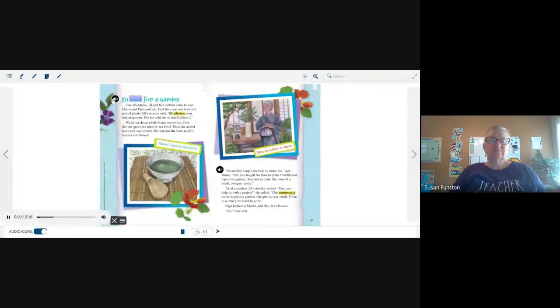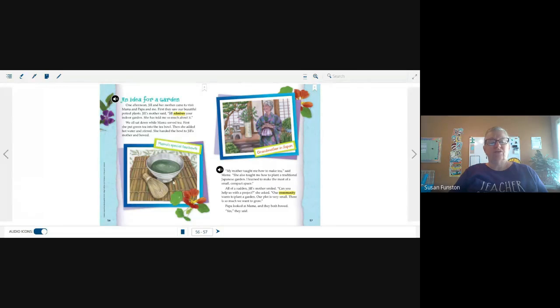An idea for a garden. One afternoon, Jill and her mother came to visit Mama and Papa and me. First, they saw our beautiful potted plants. Jill's mother said, "Jill admires your indoor garden. She has told me so much about it." We all sat down while Mama served tea. First, she put green tea into the tea bowl. Then she added hot water and stirred. She handed the bowl to Jill's mother and bowed. Mama's special tea bowls.